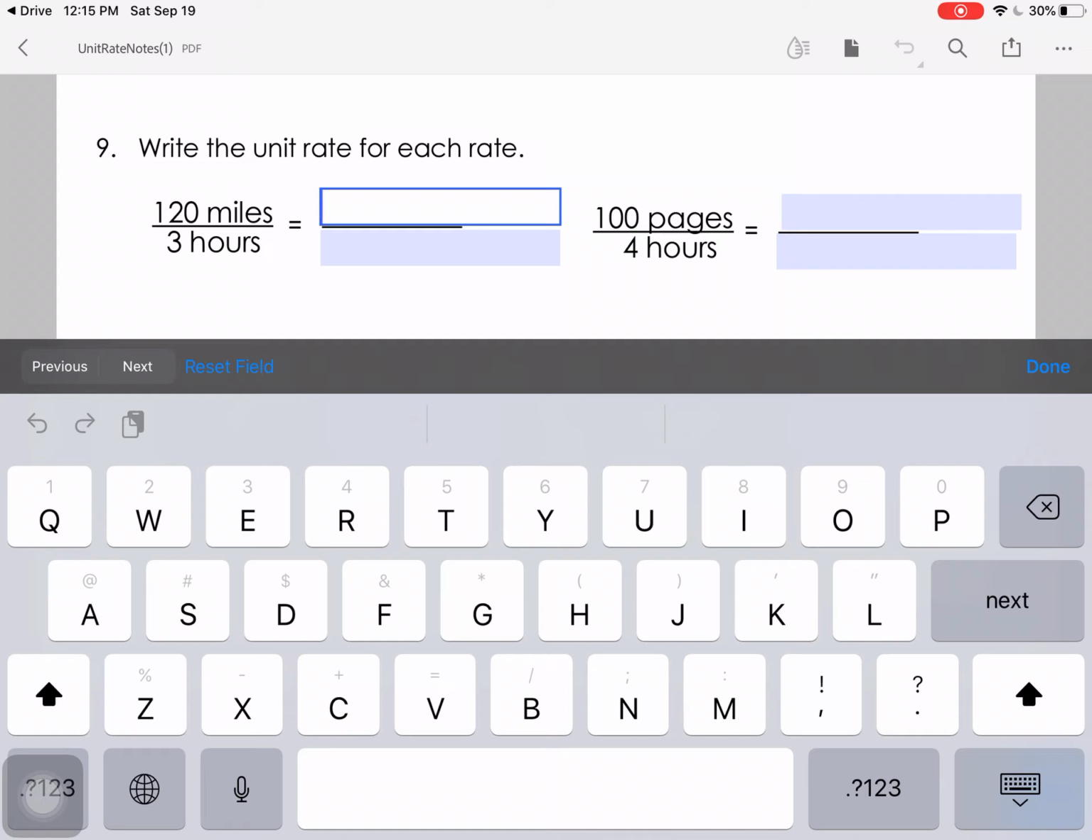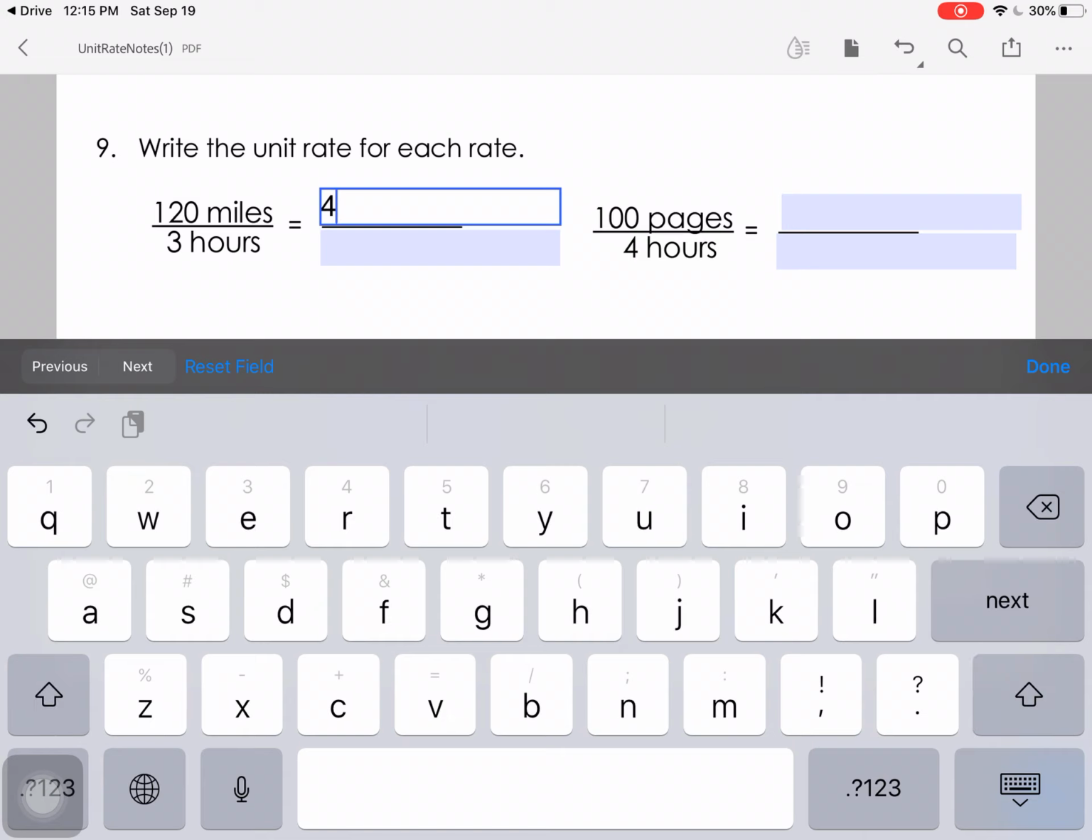So let's do some examples. So 120 miles in 3 hours. We would divide 120 by 3. And 3 goes into 120 40 times. So it'll be 40 miles in 1 hour. Okay, so we get 40 miles in 1 hour.